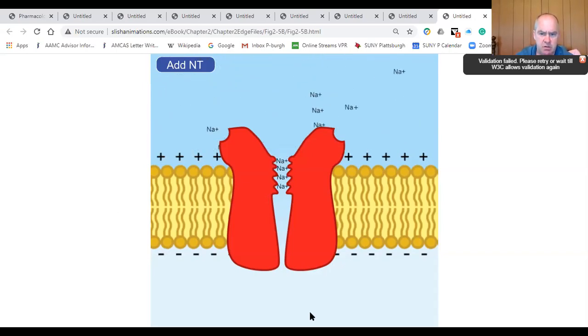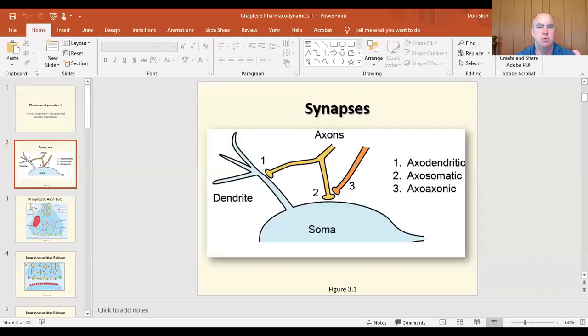Okay, let me take a quick look at my notes to see where we are at this point. All right, so that's how we stop the neurotransmission, three different ways. Okay, so now what happens on the postsynaptic side? Up to now, we've only talked about the presynaptic side of the story. Let's go back to my PowerPoint.